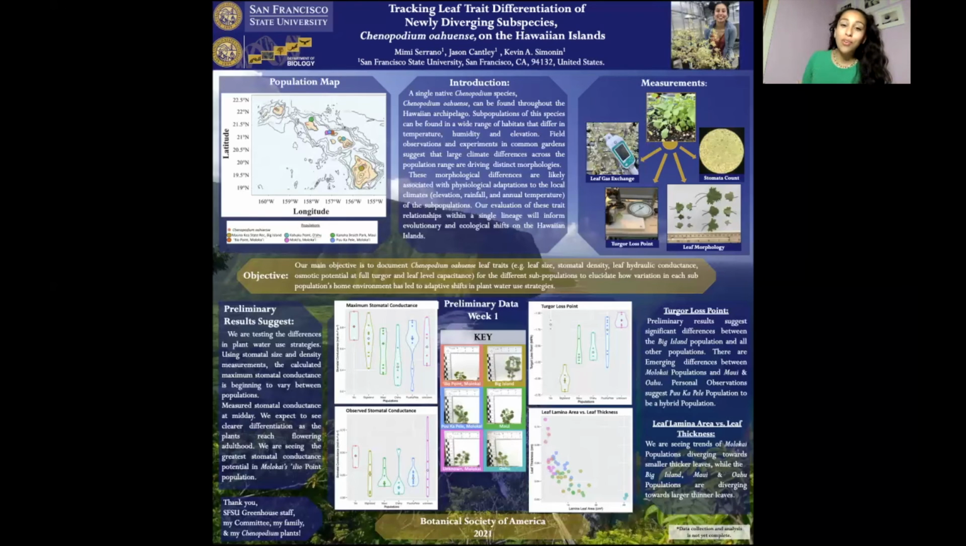These changes in leaf morphology and plant physiology are super exciting to see even within these first couple weeks of growth, and we're expecting these traits to diverge even more as these plants move towards flowering adulthood.